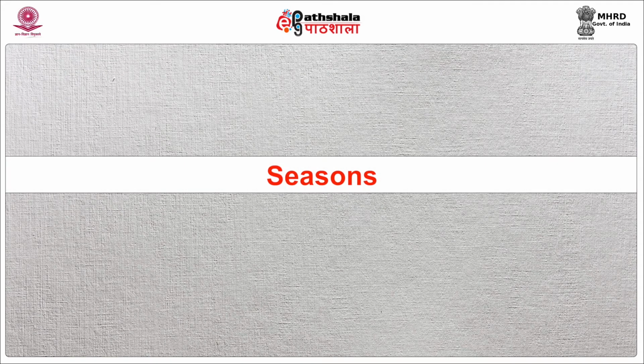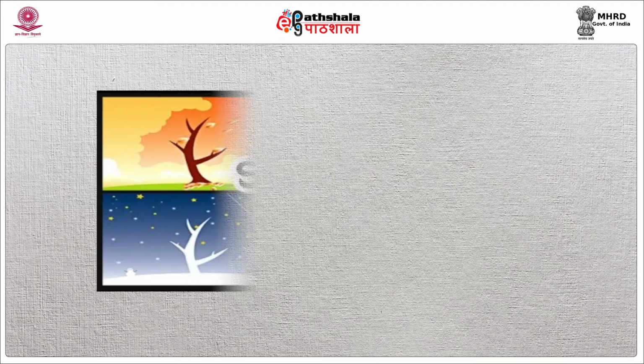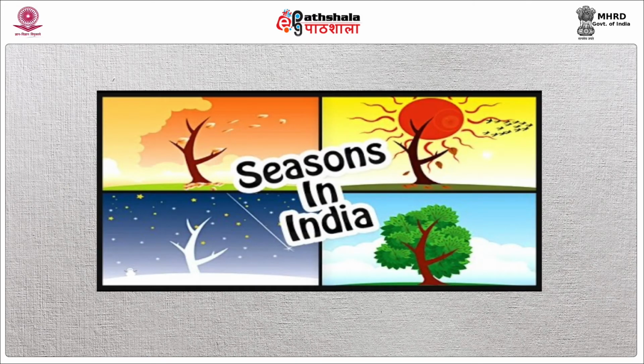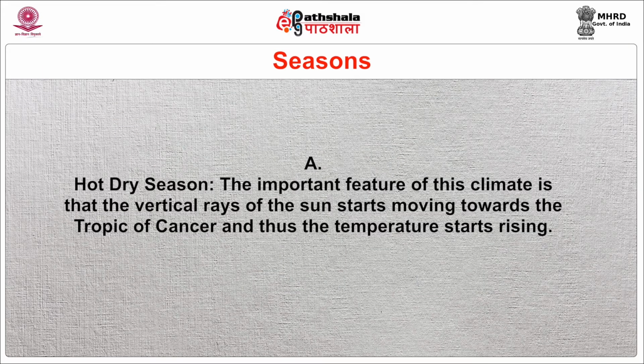Seasons. Then come the seasons. The climatic year of India can be divided into four seasons. The first is the hot, dry season. The important feature of this season is that the vertical rays of the sun start moving towards the Tropic of Cancer and thus the temperature starts rising.